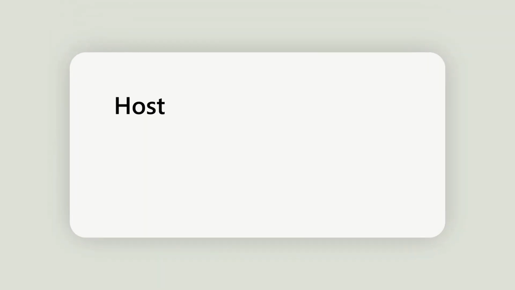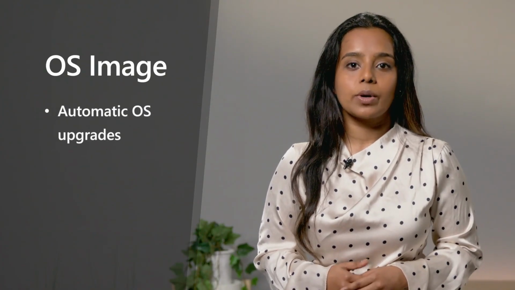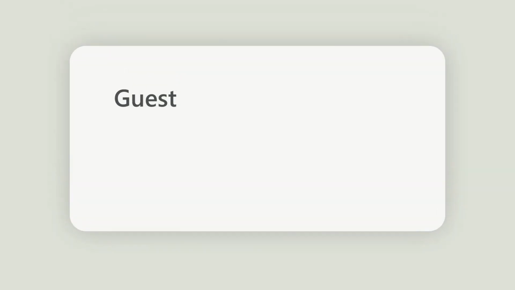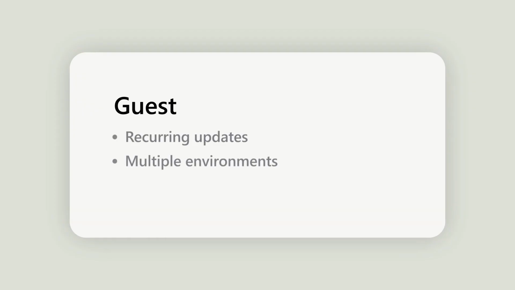First is Host. This is perfect for isolated VMs and dedicated hosts, allowing you to schedule updates up to 35 days in advance with a minimum 2-hour maintenance window. Second, there is OS Image. This scope is designed for VM scale sets that use automatic OS upgrades. It requires a maintenance window of at least 5 hours. And finally, you can use Guest. This scope integrates seamlessly with Azure Update Manager for recurring updates on Azure VMs, on-premises machines, and other cloud environments via Azure Arc. It needs a window of 1 hour and 30 minutes to 3 hours and 55 minutes.